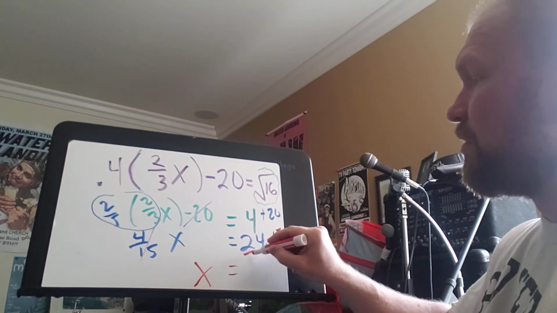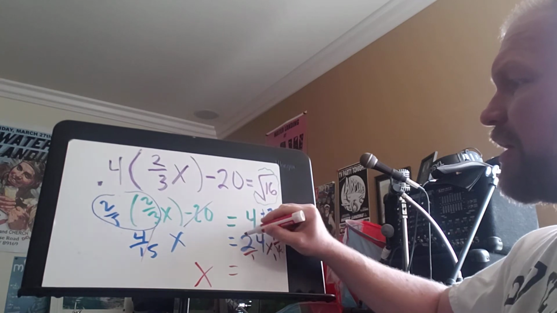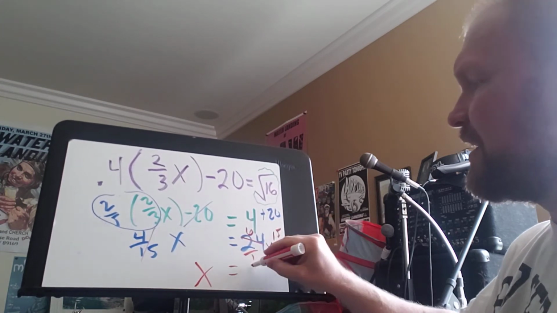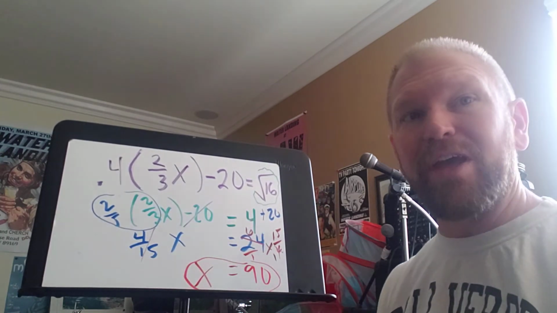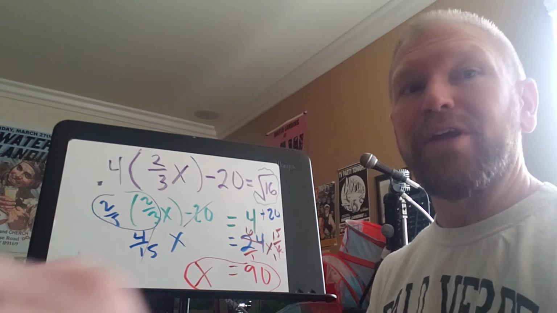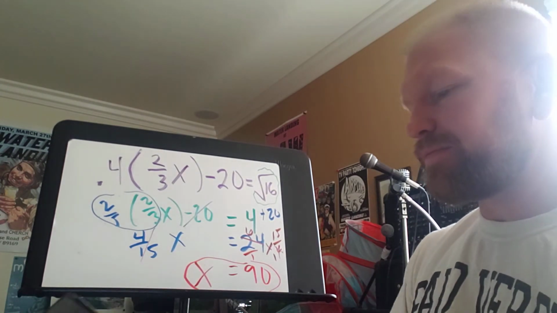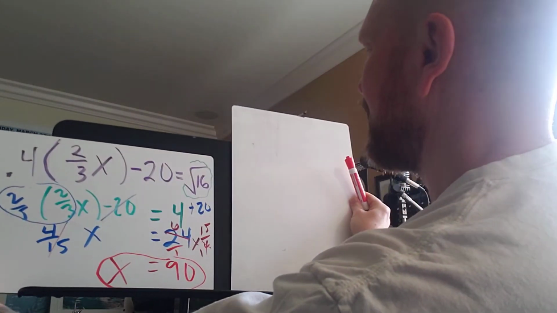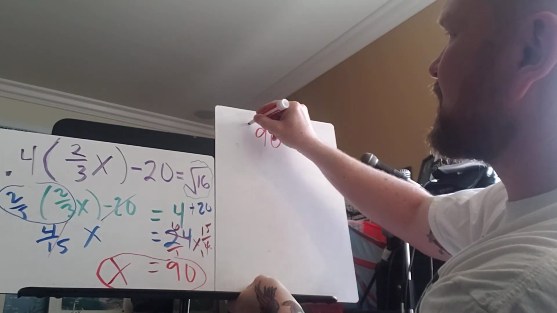So I could put 24 over 1. I could even cross cancel right now. Cross cancel the 4, make it a 1. Cross cancel the 24 and make it a 6. And 6 times 15 is 90. Okay, so I get 90 for my answer. Now, just to make sure, I'm going to plug it through and see if that works. So the mystery number, I think it's 90.